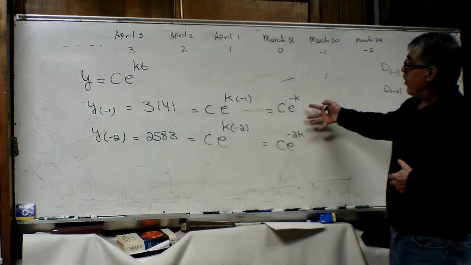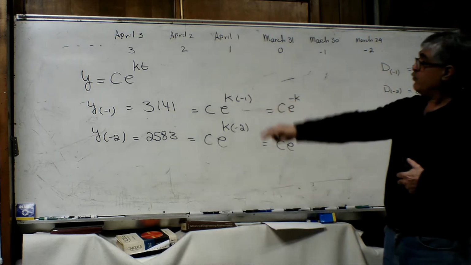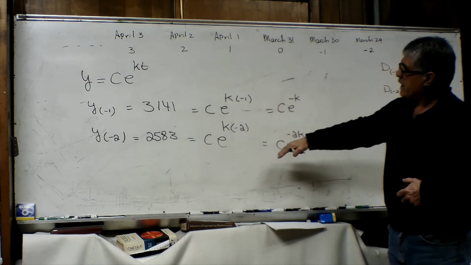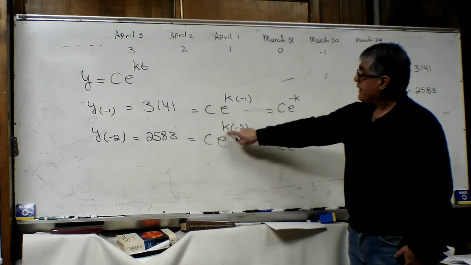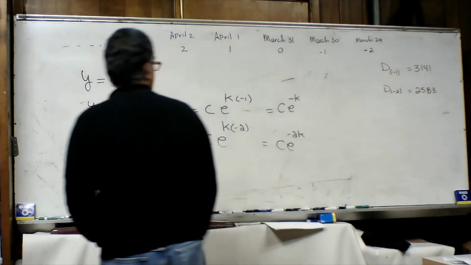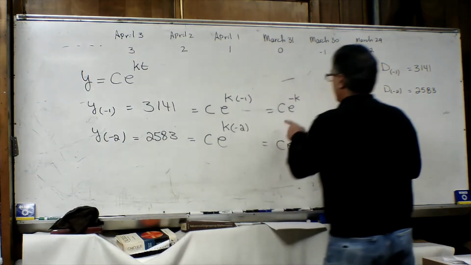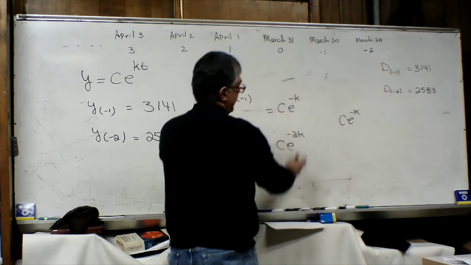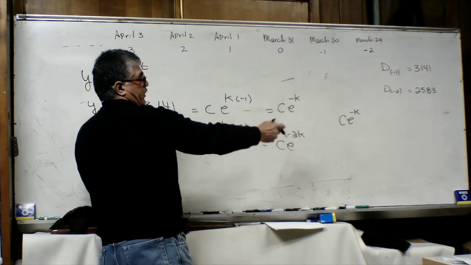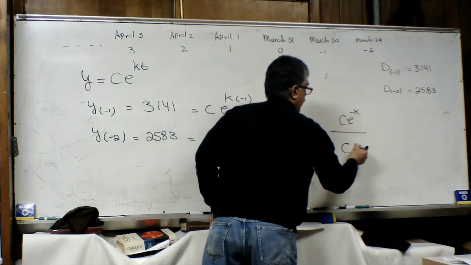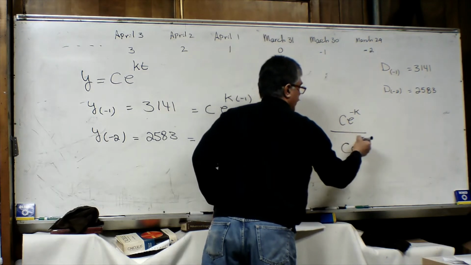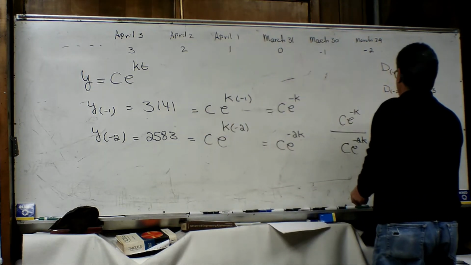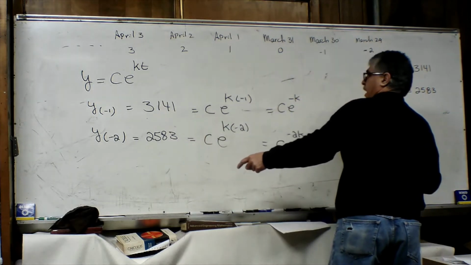Now we have two equations, one for March 30th and one for March 29th. From these two equations, let's find the values of this constant and our growth rate. In order to do that, let's divide these two equations by each other. So we have C e to power minus k divided by C e to power minus 2k is equal to 3141 divided by 2583.